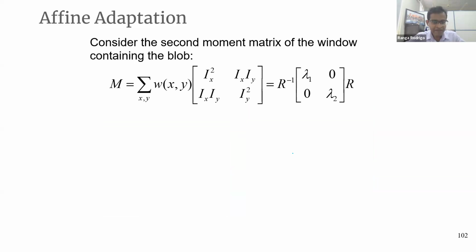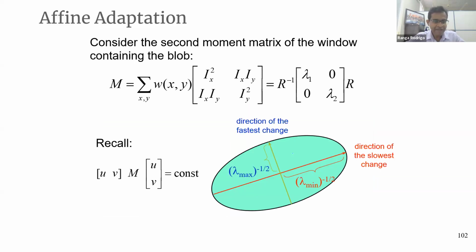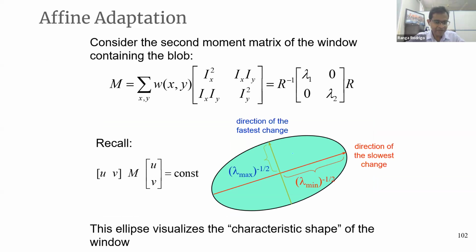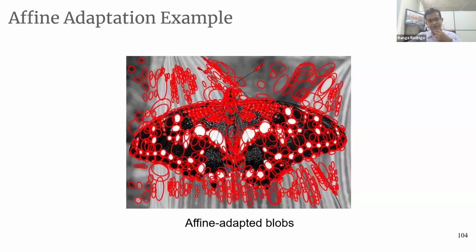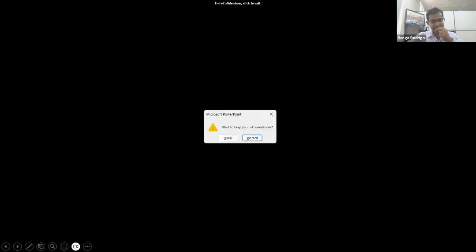Consider the second moment matrix of the window containing the blob. And then we recall how the eigenvalues are related to that. This ellipse visualizes the characteristic shape of the window. So these are the scale invariant blobs. These are affine invariant blobs. You can see that they have become ellipses. So it is much better, right?